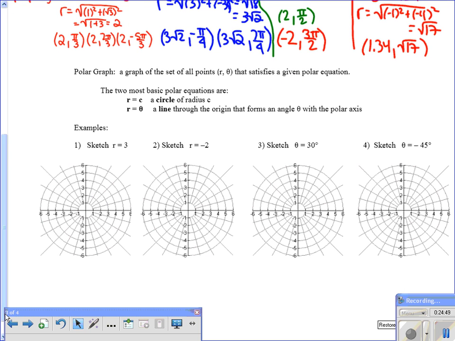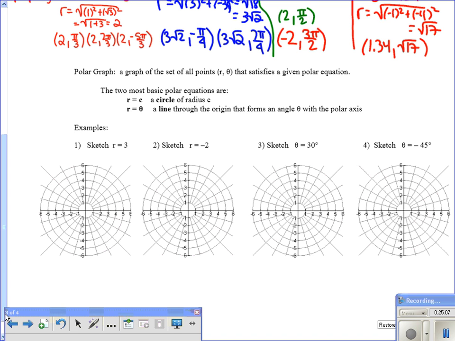Now, the last part we want to talk about is polar graphs. A polar graph is a graph of the set of all points r theta satisfying the given polar equation. The two most basic polar graphs are r equals c, which is the circle of radius c, and theta equals c, which is a line through the origin that forms an angle of theta with the polar axis.